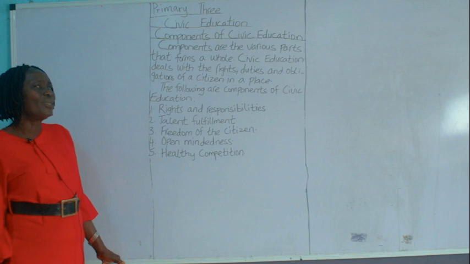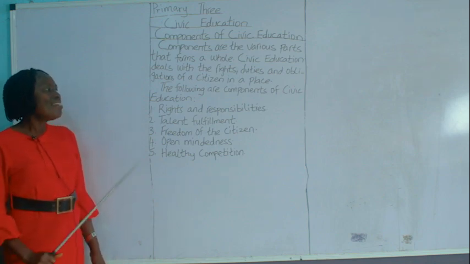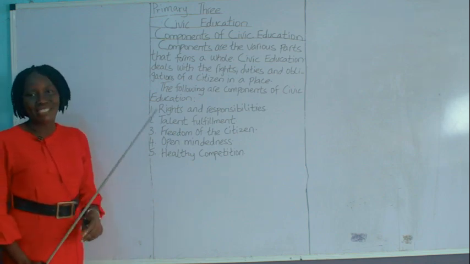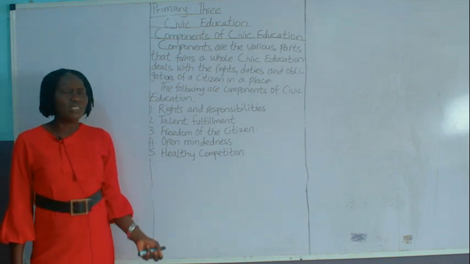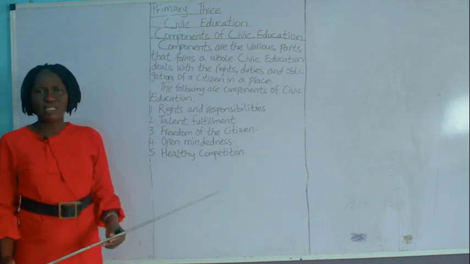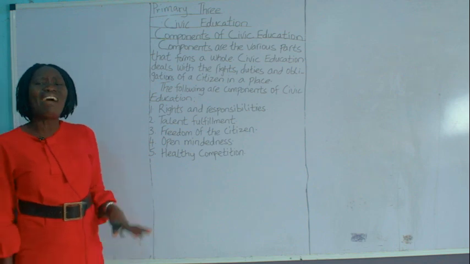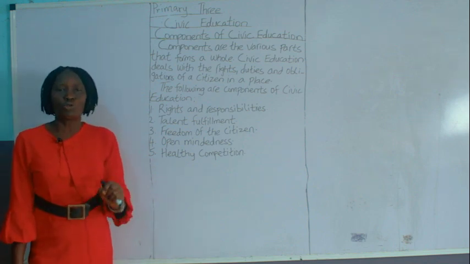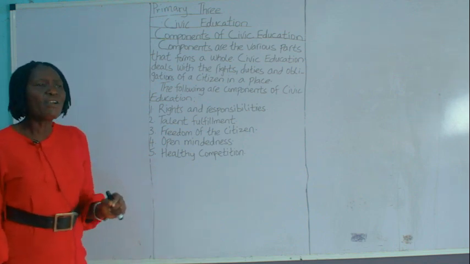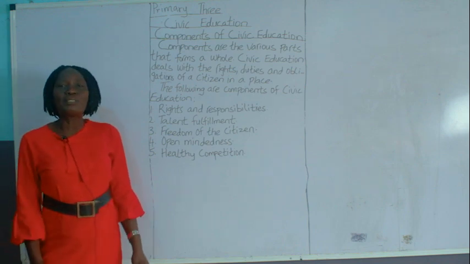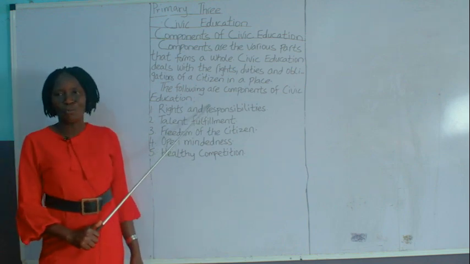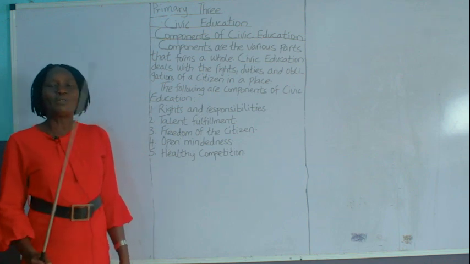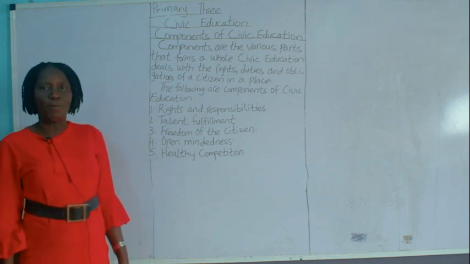The first component we have here is rights and responsibilities. What are responsibilities? Responsibilities are things that you are supposed to do. Let's take, for example, it is your responsibility to help your parents at home. It is your parents' responsibility to foot your bills.